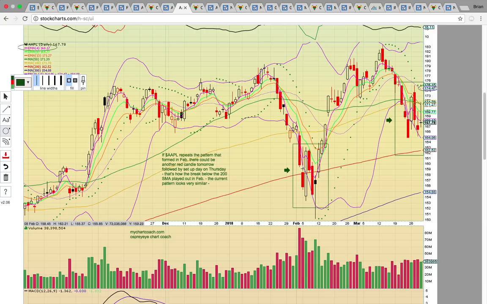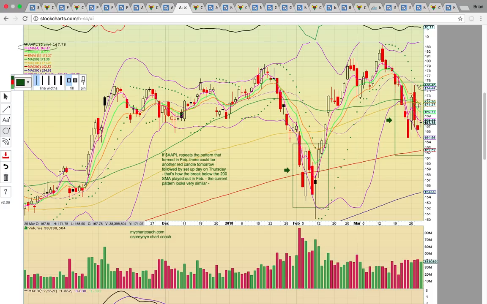If you look at the previous pattern, it came down, it had two red candles, a white candle bounce, and then two red candles and a black candle where it formed the bullish engulfing. Then it didn't confirm it, and then it came back up on this candle on the 12th, and it confirmed the reversal pattern that had formed during the last pullback in February.